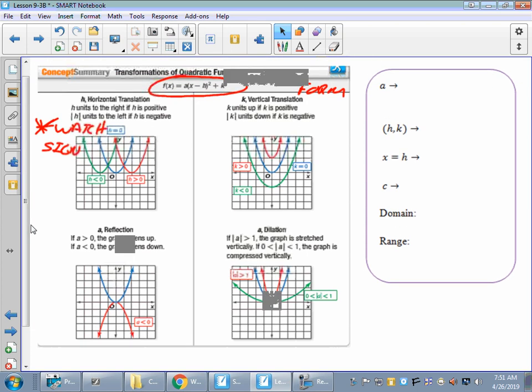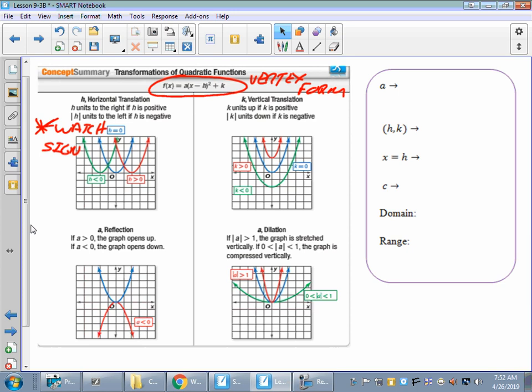That is, if a is greater than 0, the graph opens upward. If a is less than 0, then the graph opens down. So that's just based on your a value, whether it's positive or negative. And a dilation is based on your a value, and this is if it gets stretched vertically or compressed vertically. So if the absolute value of a is greater than 1, then we stretch it vertically. And what does it mean by stretching it vertically? It means that it's more narrow.